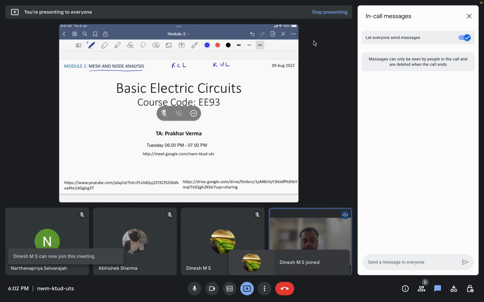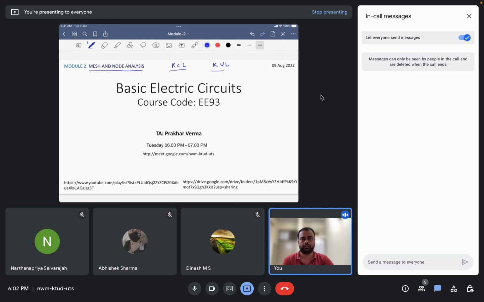And similarly, we'll be solving some problems. So if you have any problems related to mesh and node analysis, mainly KCL, KVL, we'll be solving a set of problems, so you can ask your doubts. So let us begin our class for today.